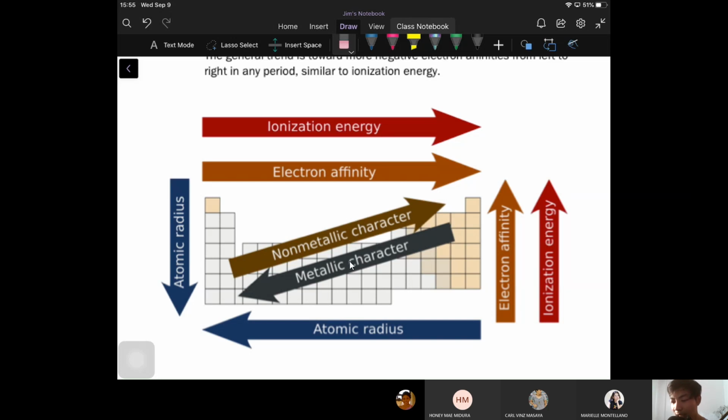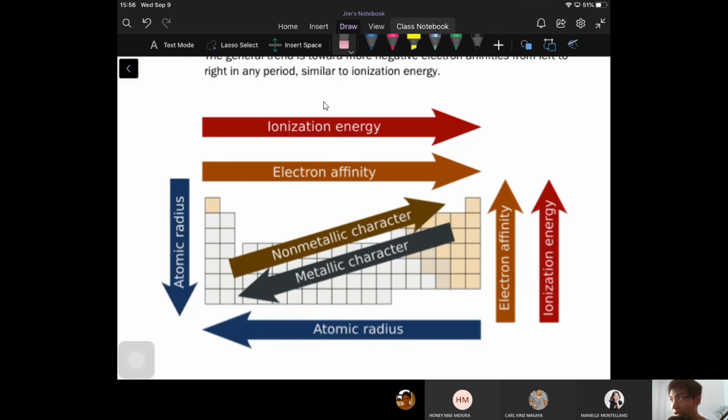Pag sinabi na kasi nating metal properties or metallic character, ito yung tendency mamigay ng electron. Sino ba yung mga namimigay ng electron? Ito yung metals. Kasi tignan nyo, mababa yung ionization energy nila, mababa yung electron affinity nila. Hence, yung electron, madali nila ibigay. So the more the tendency for the atom to give off electrons, the more metallic the character is.